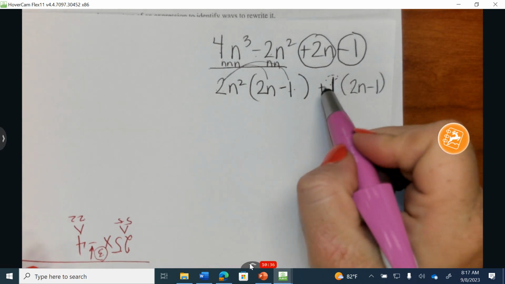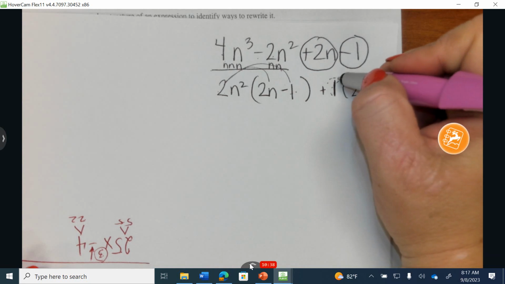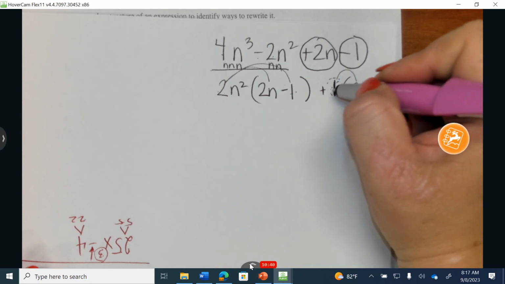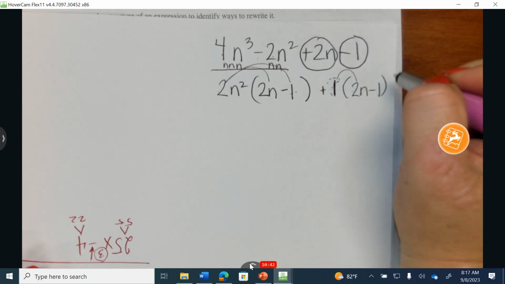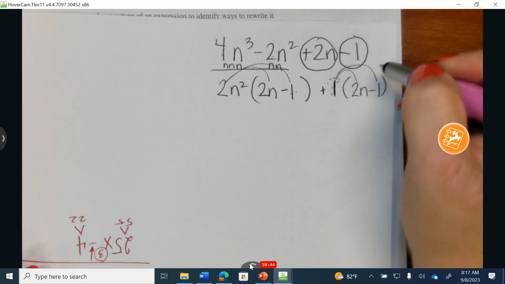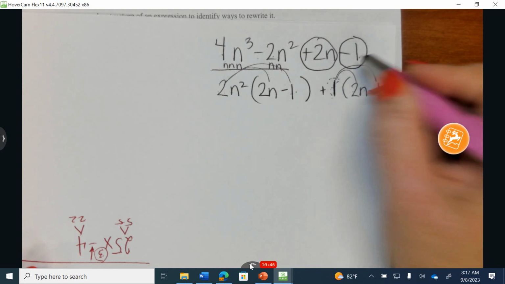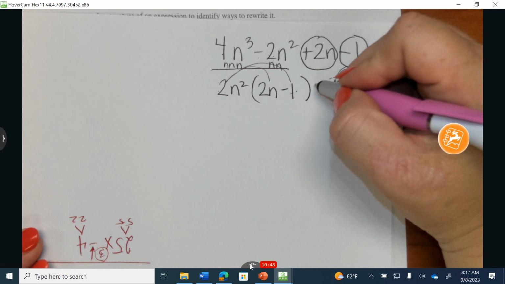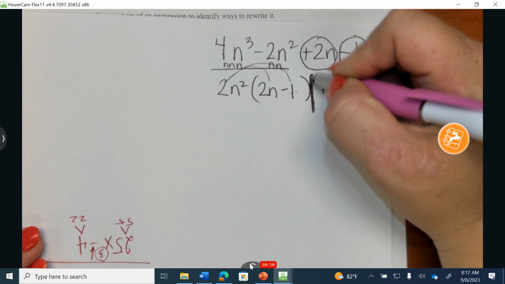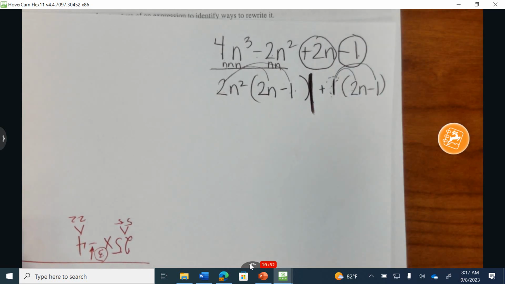Now, if this works, it has to work for both. So I'm going to check using distributing. So I multiply, so I get a positive 2 and an n. Okay, that's what I want. Awesome. I distribute. 1 times negative 1 is negative 1. This works. Now make that half court, 50-yard line, midline, whatever you want to call it.